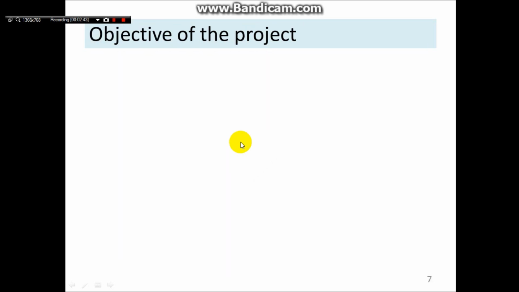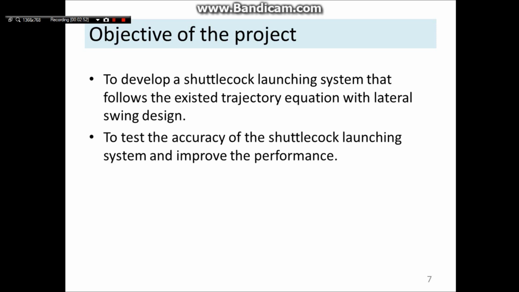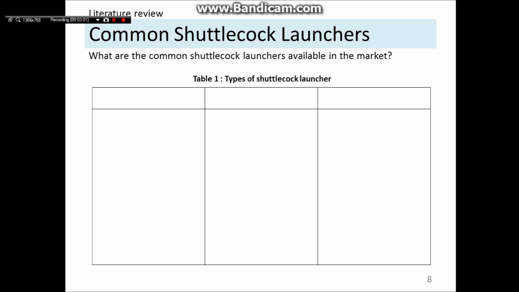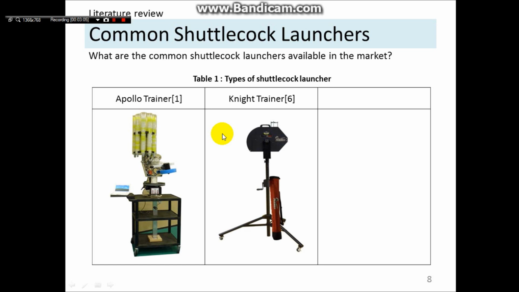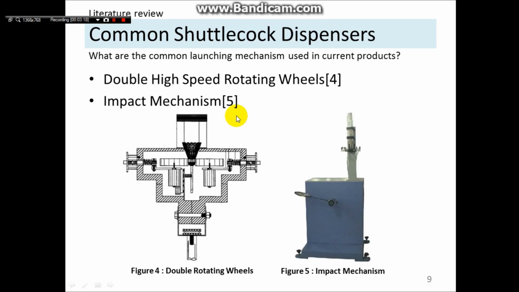So the objective of this project is to develop a shuttlecock launching system that follows the existing trajectory equation with lateral swing design. Second is to test the accuracy of the shuttlecock launching system and improve the performance. There are basically three types of shuttlecock launcher available in the market: first is the Apollo trainer, second is the Night trainer, and third is the Siboasi machine. However, these three shuttlecock launchers are too expensive to the consumer.